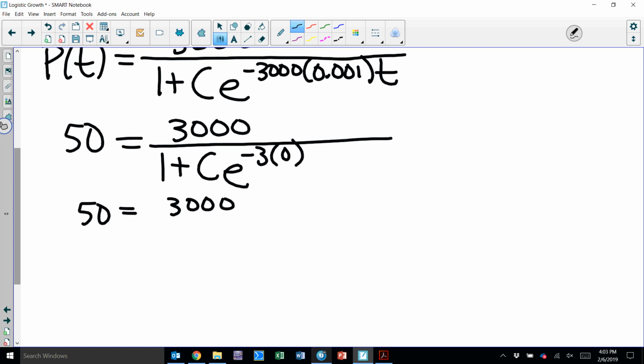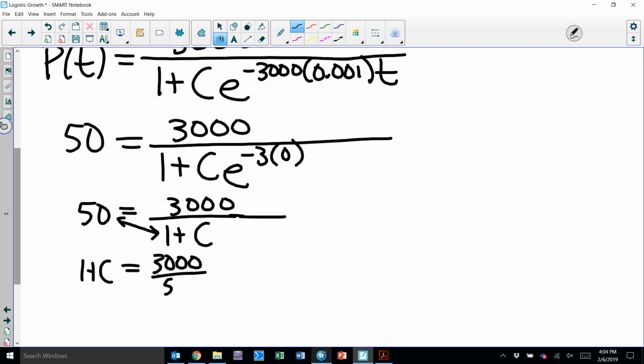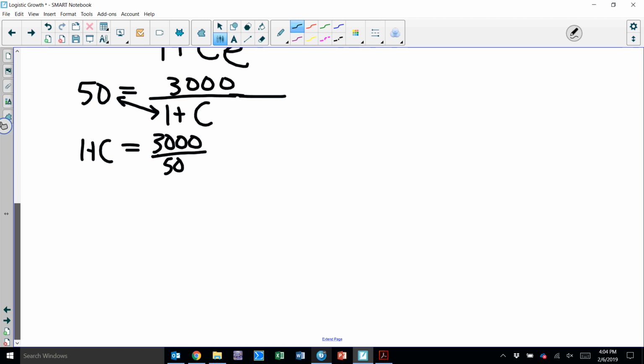So I have 3,000 over 1 plus C e to the 0, which I should have just not written because that ends up being times 1. So I really get 50 equals 3,000 over 1 plus C. To solve this, remember, you just sort of switch these spots. So 1 plus C gets multiplied, 50 gets divided. So I'm going to end up with 1 plus C equaling 60.